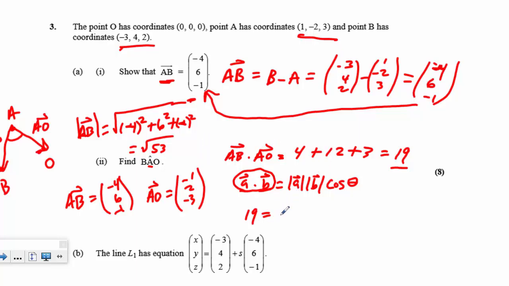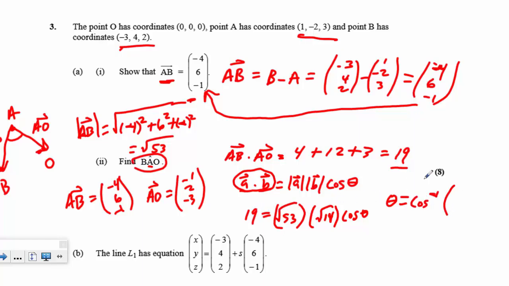So what I'm basically saying is that the magnitude of one of these is root 53, and the magnitude of the other is root 14, and this is times the cosine of the angle between them. So theta, the angle that I'm after, which is the same thing as BAO, that angle, is going to be given by the cosine inverse of 19 over root 53 times root 14.